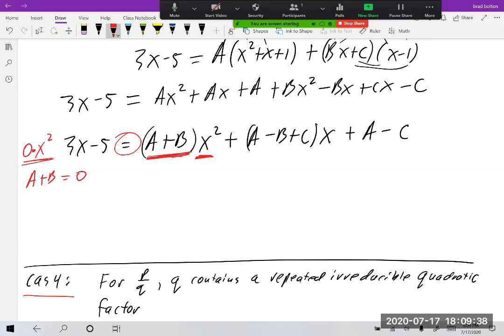Because the left-hand side of the equation does not have an x squared term, that means the x squared right here has to cancel. And the only way that could happen is if a plus b was 0, so we could cancel out the x squared. Now we go on to the x term.